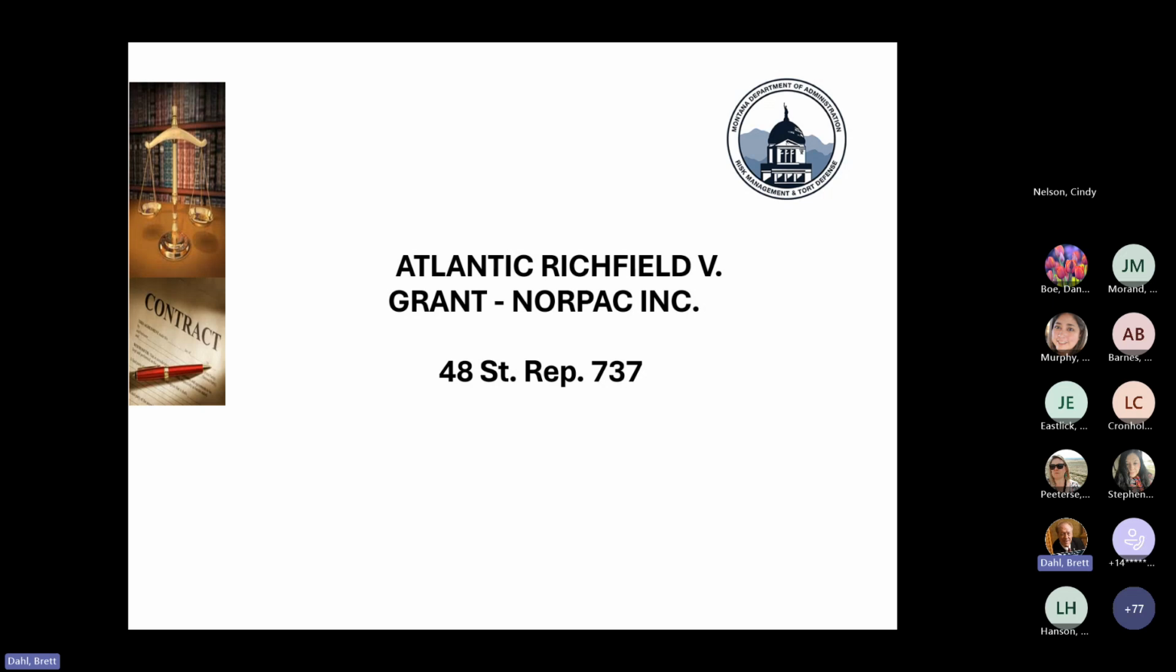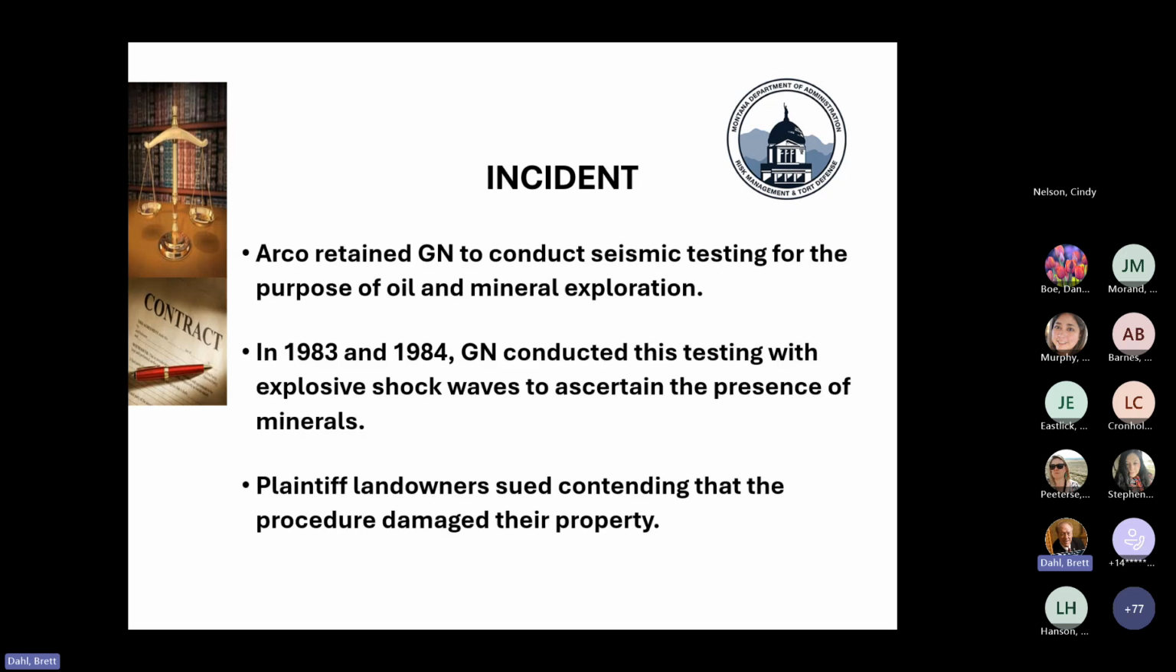There was actually exploration for minerals that went on out in the valley. In this particular incident, ARCO retained Grant Norpack to conduct seismic testing for the purpose of oil and mineral exploration. So in 1983 and 84, Grant Norpack conducted this testing with explosive shock waves to ascertain the presence of minerals. Apparently, the shock waves caused the chickens to stop laying eggs and affected the people's hearing and other damages. That was more of a rural area at that time. And so there were damages people experienced. Is there a question? No, okay. The plaintiff landowners then sued, contending that the procedure damaged their property.